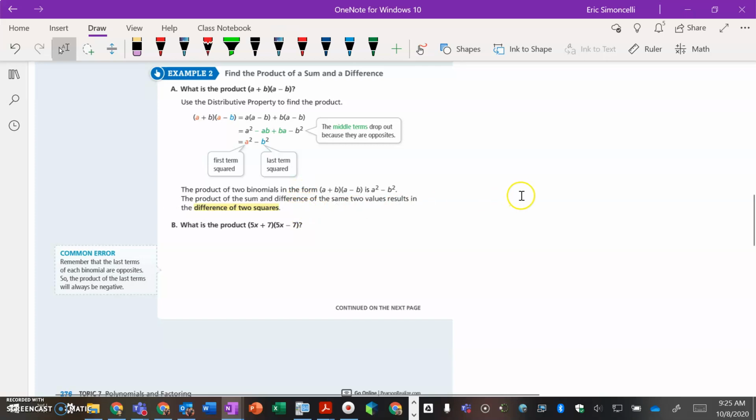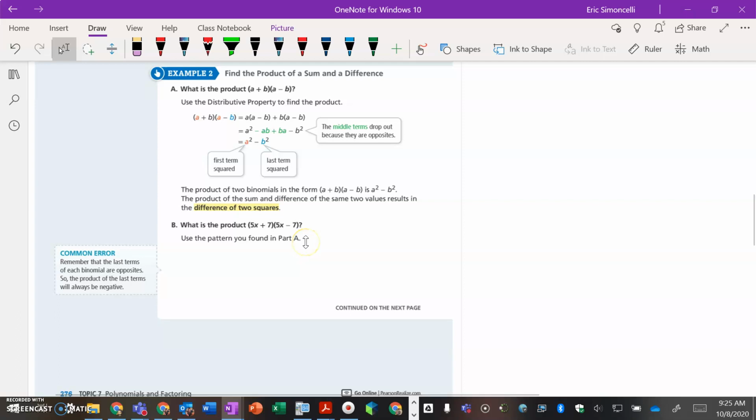The name of this pattern is called the difference of two squares, or the difference of squares. Same thing. The product of the sum and difference of the same two values results in this idea, this difference of two squares. What is the product of 5x plus 7 and 5x minus 7? You can FOIL or distribute, same thing. FOIL is just a different kind of set of steps with distribution still being done.